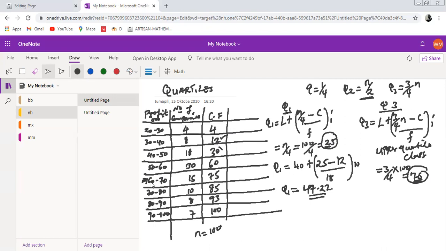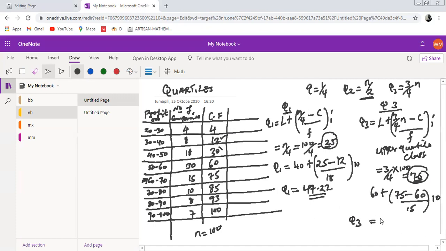So the lower limit of 60 to 70, which is 60, is going to be our R, plus 3 over 4 n, which has been calculated as 75, minus the cumulative frequency above the 75, which is 60, over the frequency of this class, which is 15, and then you multiply by the class interval, which is 10. If you work that out, you will realize that your Q3 is going to be 70. Your Q3 will be equal to 70.